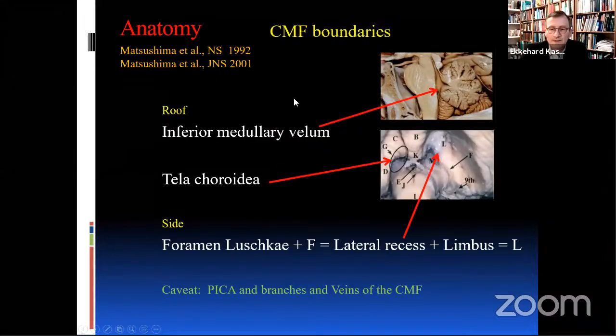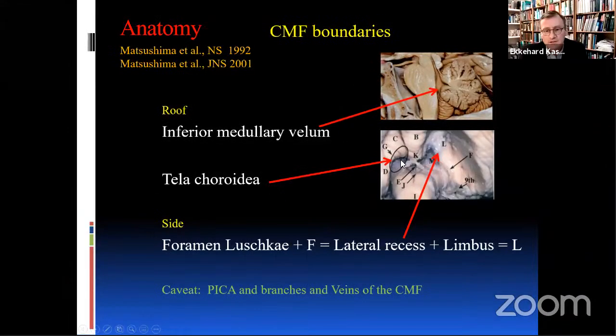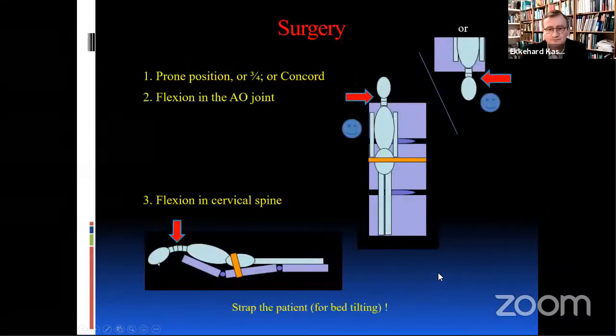Now, if you look in a lateral view, sagittal plane, you see that the roof of the fourth ventricle is formed by the inferior medullary velum, and that is connected laterally to the tela choroidea, which forms from the obex laterally the roof of the fourth ventricle. And if you go more to the side, towards the lateral recess and the limbus, you can reach out to the foramen of Luschka. The one thing you need to be aware of, and you should study, is branches of the PICA and the veins of the cerebellomedullary fissure.